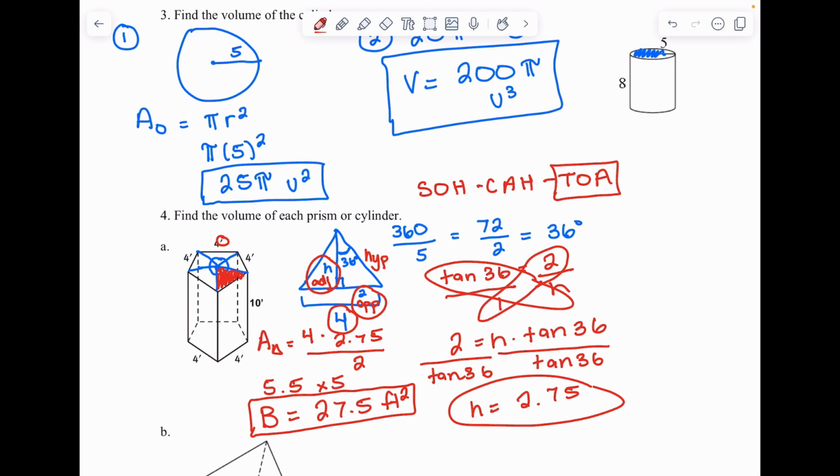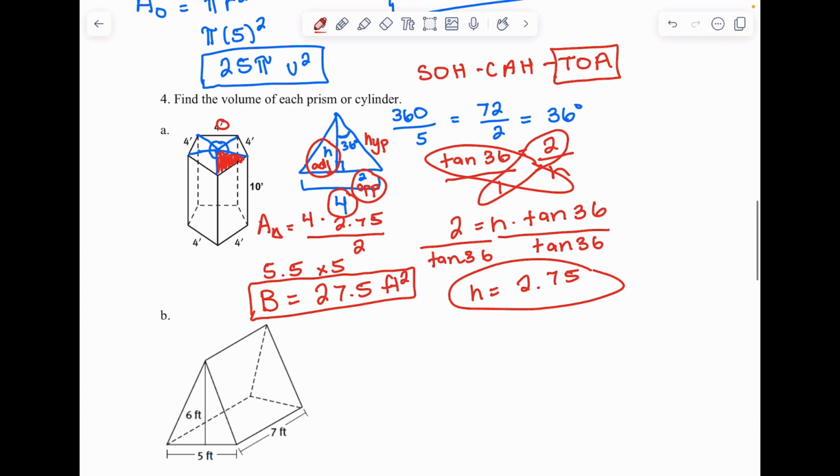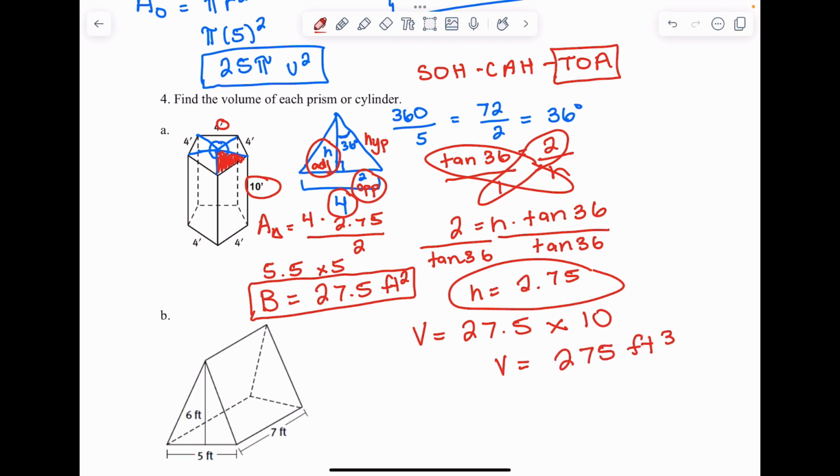But we aren't finding the area of just the pentagon. I want the volume. So now that I have the area of my base, to find the volume, I multiply this area of the base by the height of the prism, which is 10. And so I get a volume of 275 feet cubed.